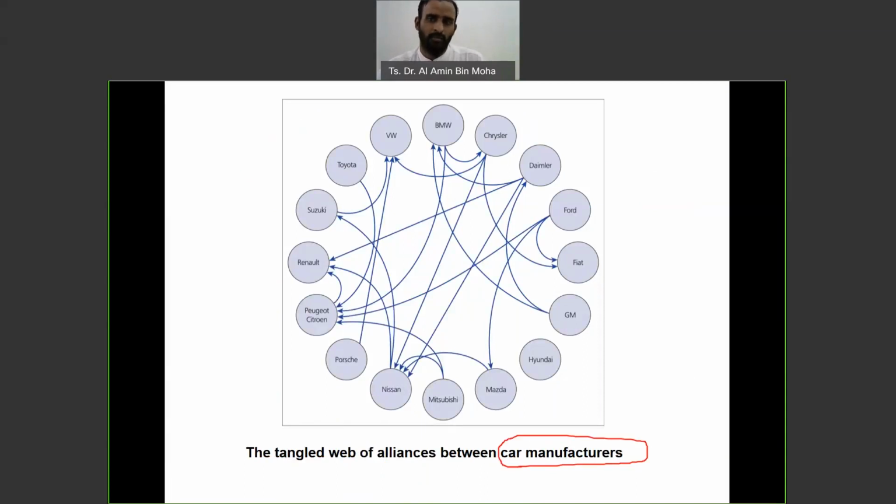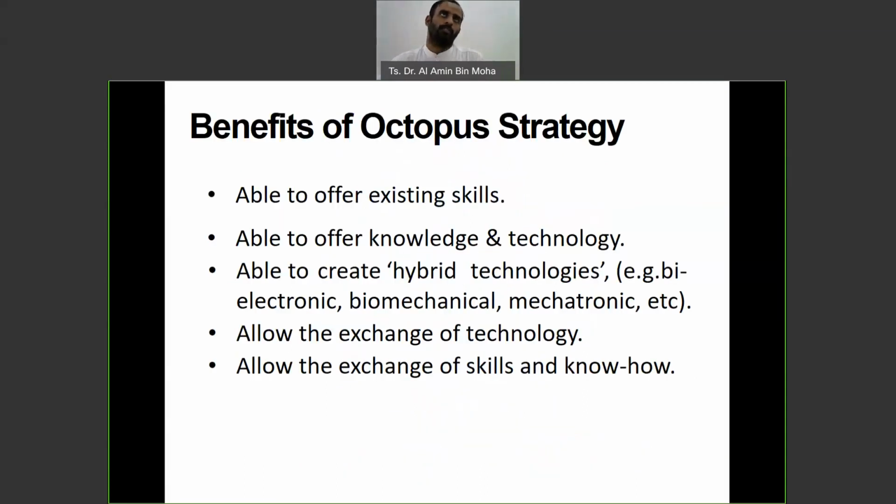So what are the benefits of the octopus strategy? Since we know the concept, you should be able to think, but just for the sake of explaining, we have some as listed here. It's able to offer existing skills. Certain parties have skills and expertise that they can offer to other parties. It is able to offer knowledge and technology, and able to create hybrid technologies.